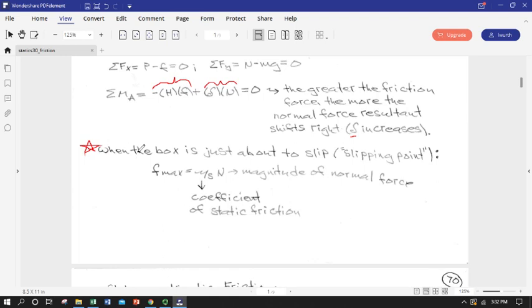But if the box is just about to slip, this is called imminent slip or slipping point, we can relate the maximum value that the friction force can give us to a dimensionless coefficient and the normal force, or the magnitude of the normal force resultant in this case. And that coefficient is called the coefficient of static friction. This is static, so it's imminent slip. It hasn't slipped yet, it's not moving, so it's static. And this is known as mu sub s, Greek letter mu with an s lower coefficient, meaning static.